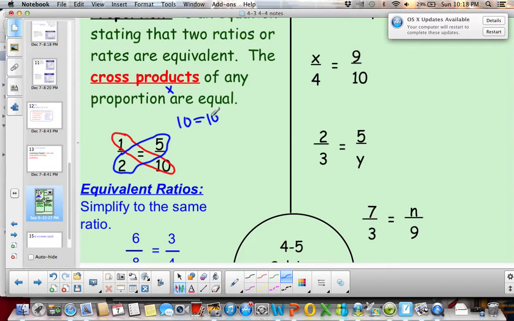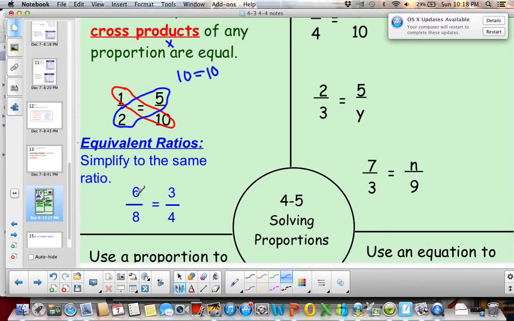So that's another way to check that our proportions are equal: if we take the cross products and multiply them, they should be the same. So if we check here, 6 times 4 equals 24, 8 times 3 equals 24. So we know that they're equivalent, or they are proportions, because the cross products, 6 and 4, and then 8 and 3, are the same.